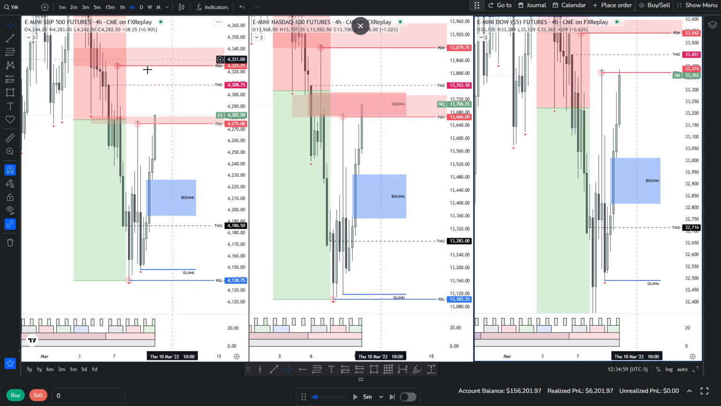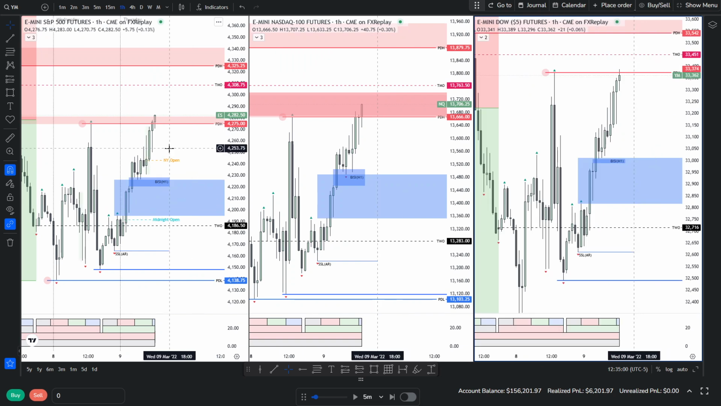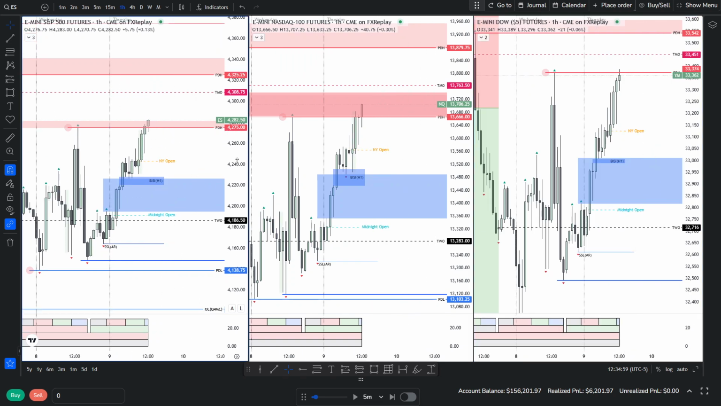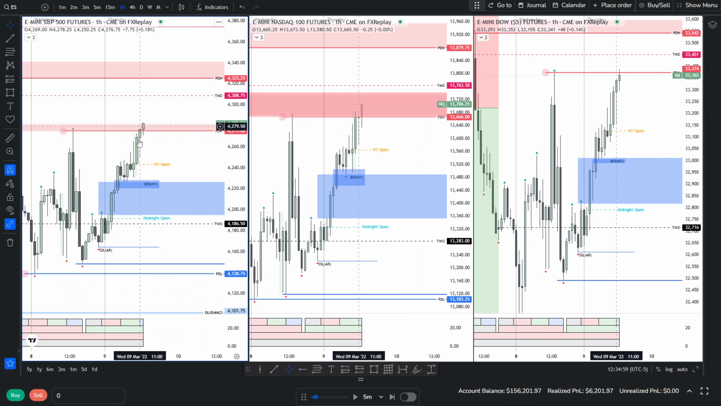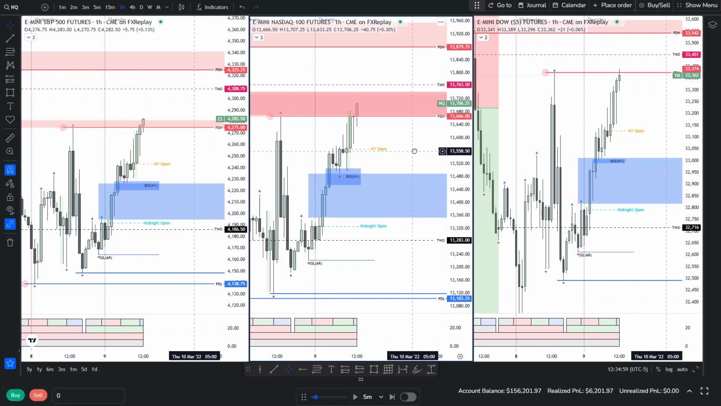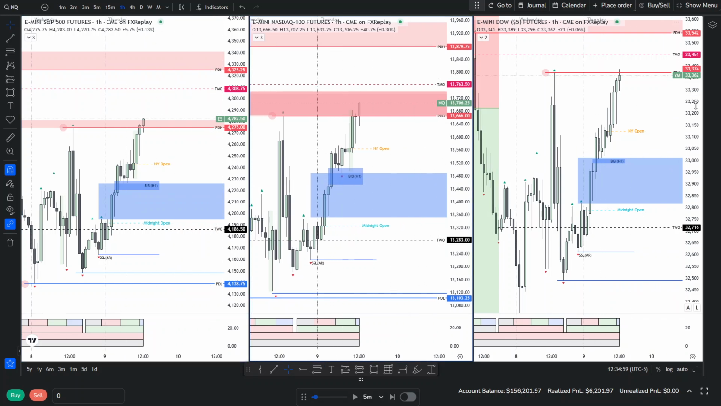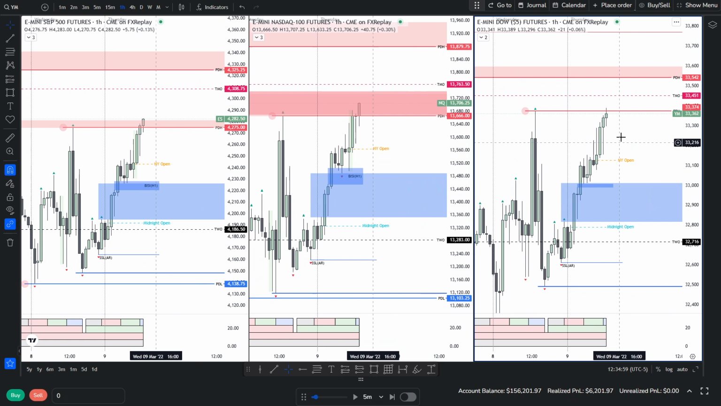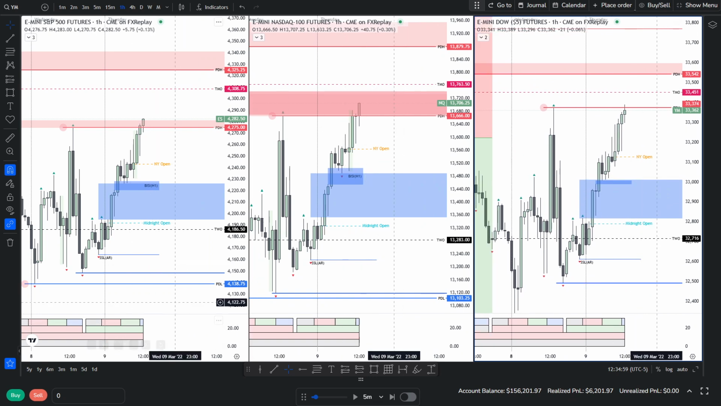Okay. So that's the 4 hour, and the reason why I want to see that is because, okay, so it's further down. That's fine. So really what we want to see is displacement through here and then potentially a fair value gap. That would support the idea of higher prices if market is going that way, which certainly looks the case for NQ.